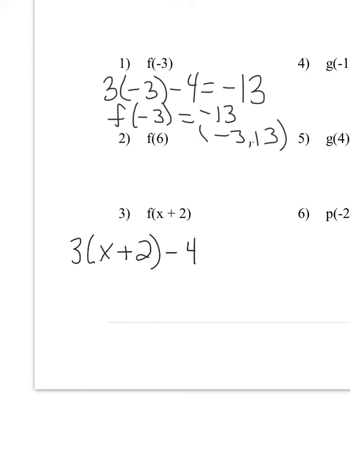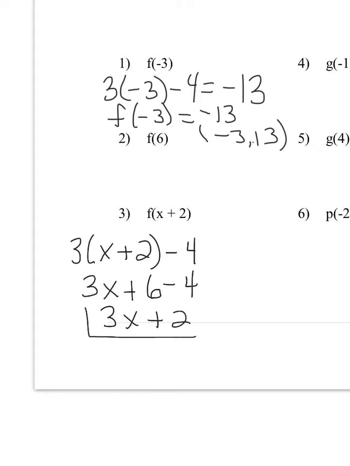We get 3 times x is 3x, 3 times 2 is 6, minus 4. So at the end, when we finally combine like terms, we have 3x plus 2. That would be our combination.